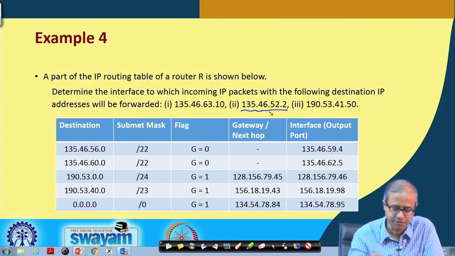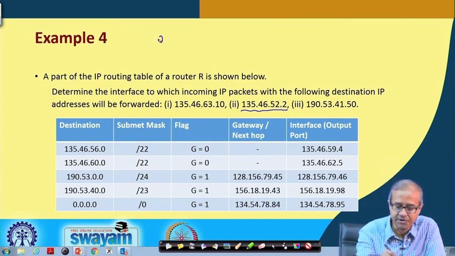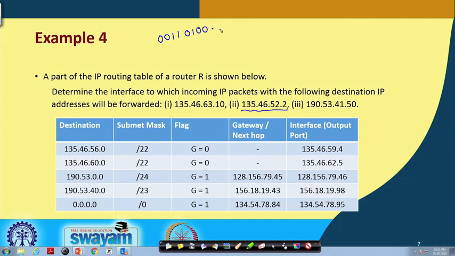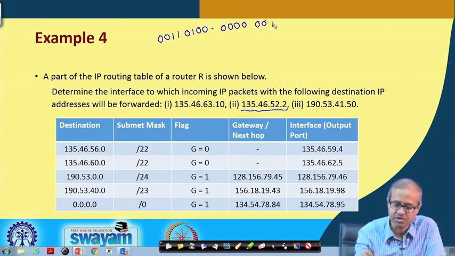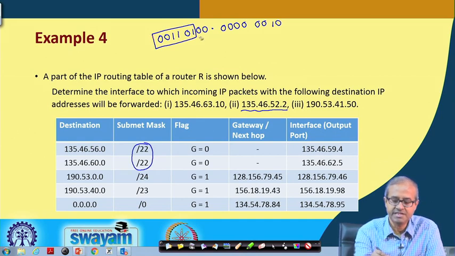Well, this is also 135.46, so it will be one of the first two, but it is 52.2. Let us see what is 52.2. 52 is 0011 0100. Dot 2, 2 is 0000 0010. And here again we will be taking 22 bits, 8 and 8, 16, and we will be taking 6 bits from here. And these 2 bits are anyway 0.